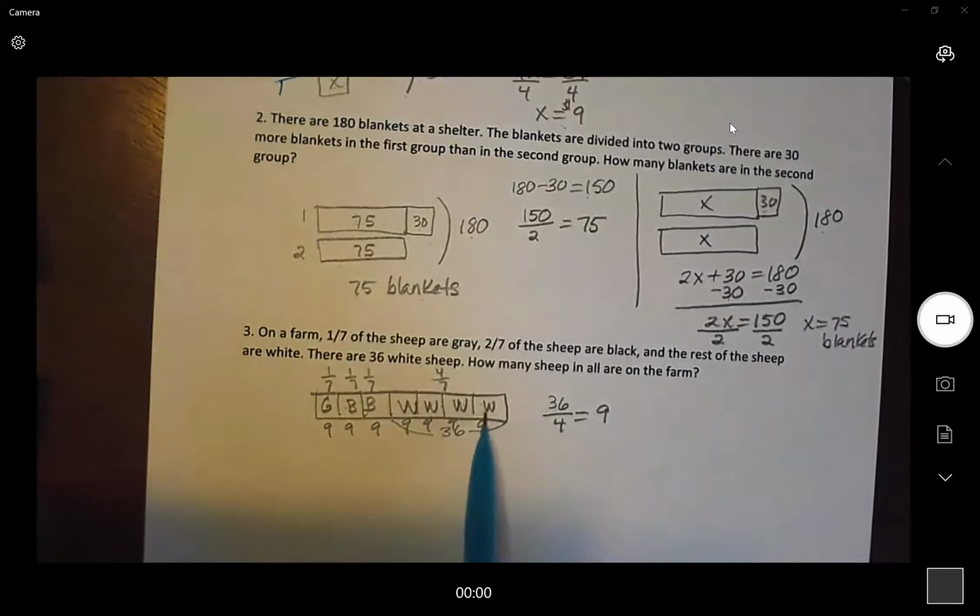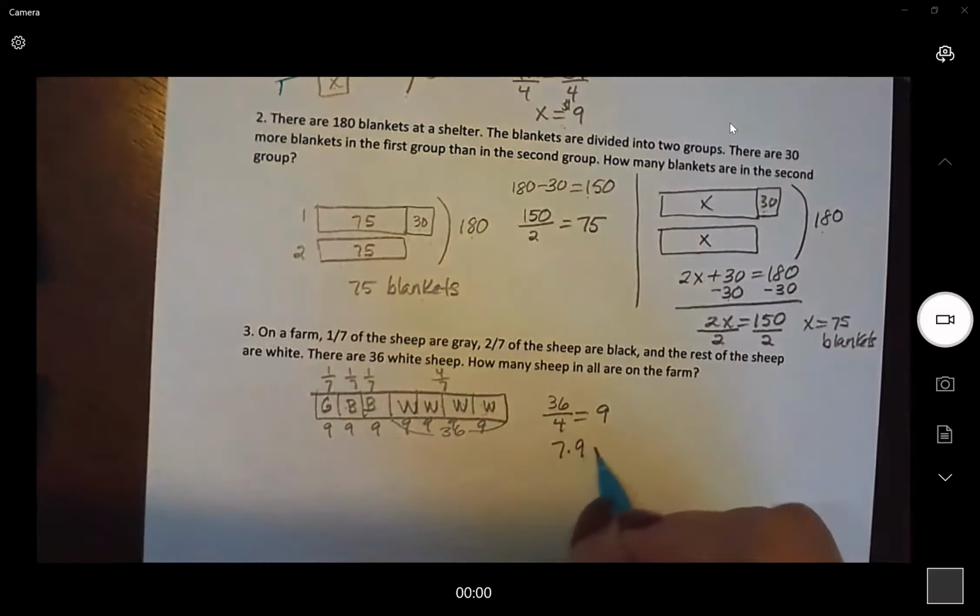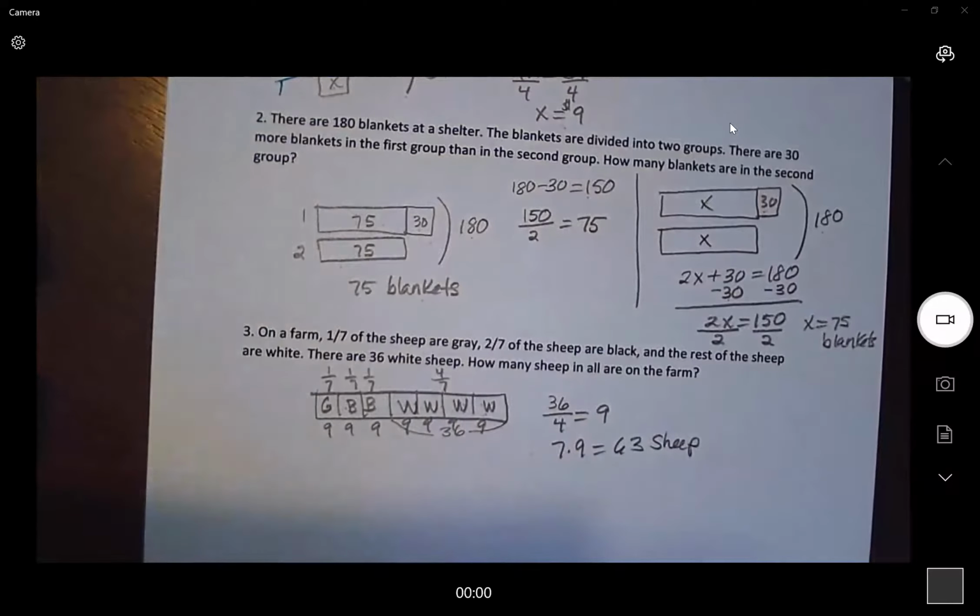Well, if each of these are 9, that's 7 of them. I can either do repeated addition, add them all together, depending on your grade level, or I can take 7 times 9, either way. So 7 times 9 is 63 total sheep. Or I could just do 9 plus 9 plus 9, either way.